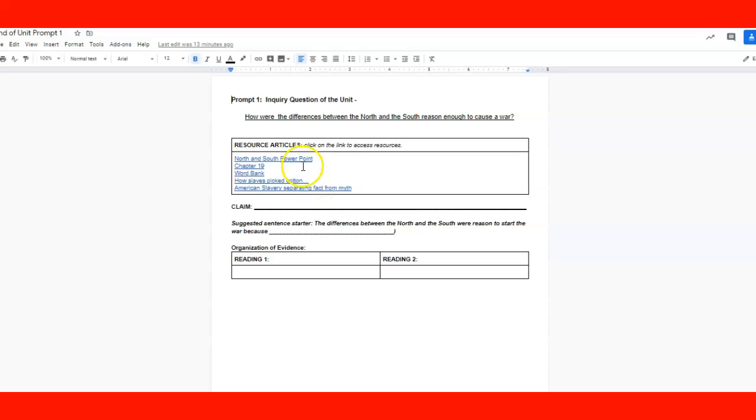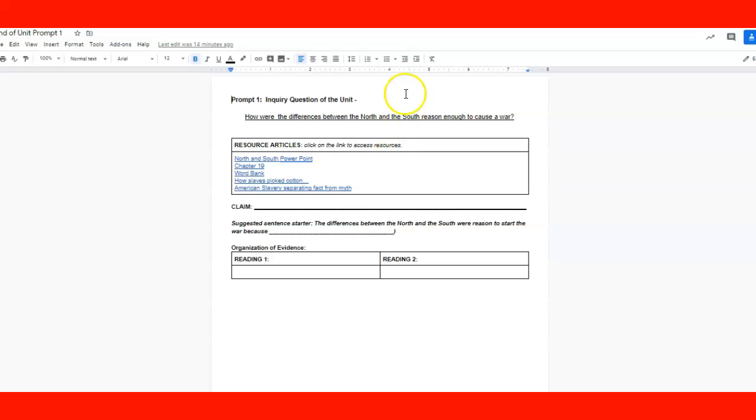Then you move into deciding what two resources from here provide enough evidence to defend your claim. You then write the title of that first resource and then the title of the second resource. And we want you to bullet point at least 3 to 5 different pieces of evidence that back your claim up. Again, 3 to 5 pieces of evidence that back your claim up.